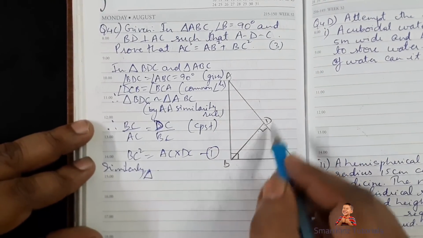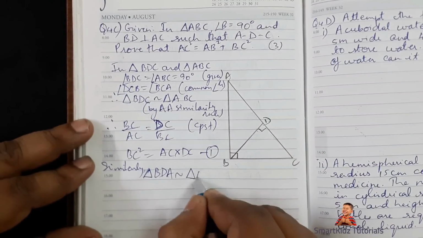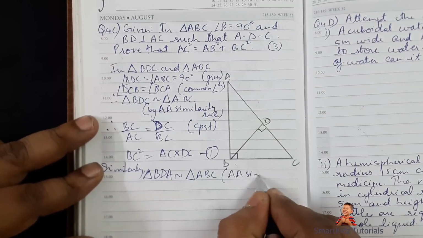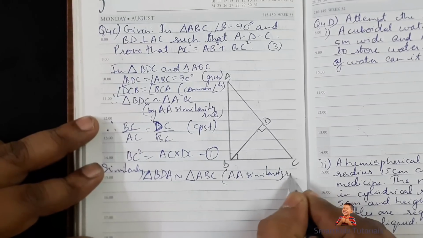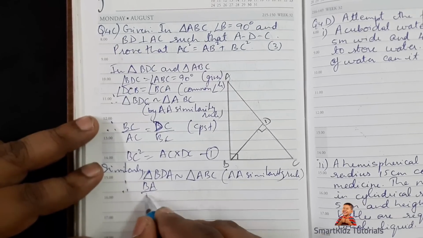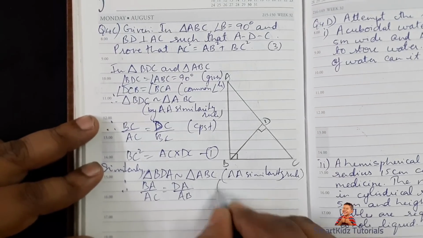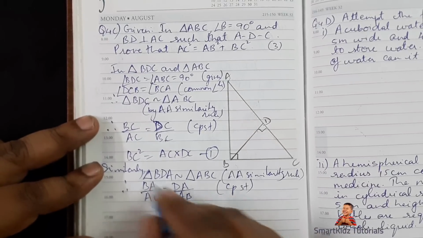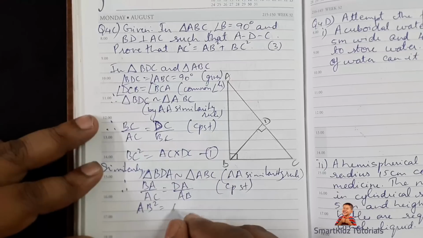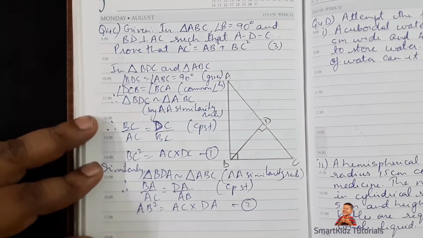Similarly, we can take the other triangle also similar, that is triangle BDA. We have taken BDC, I will take BDA. Triangle BDA is similar to triangle ABC, we don't have to prove this, you just say similar, by AA similarity rule. Therefore BA upon AC is equal to DA upon AB, and this would be CPST. Cross multiply, we will get AB square is equal to AC into DA. Mark this as 2.